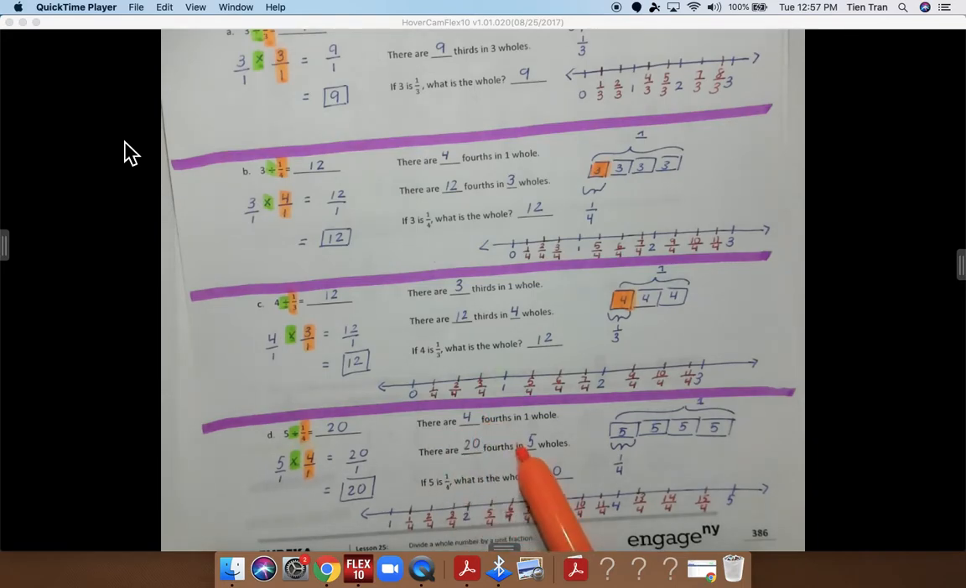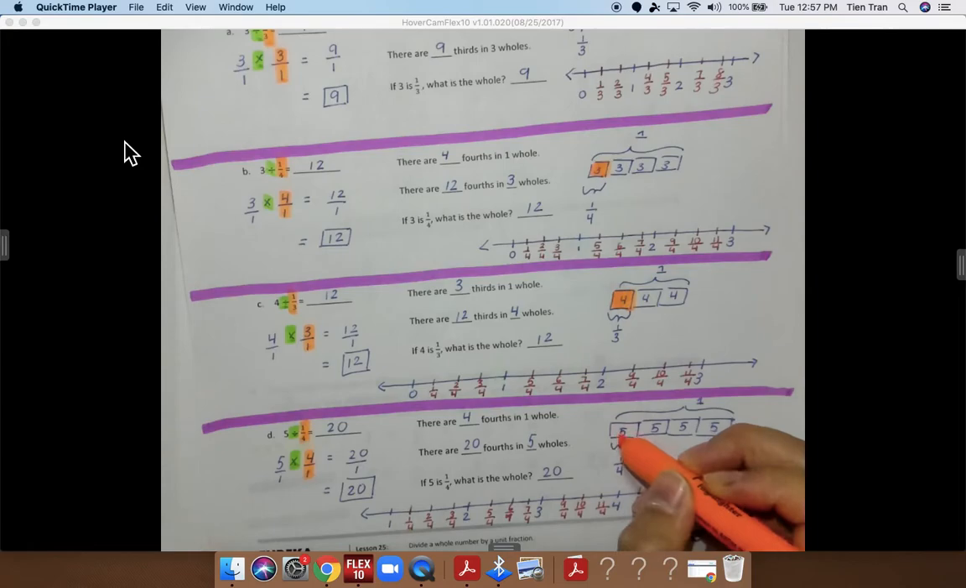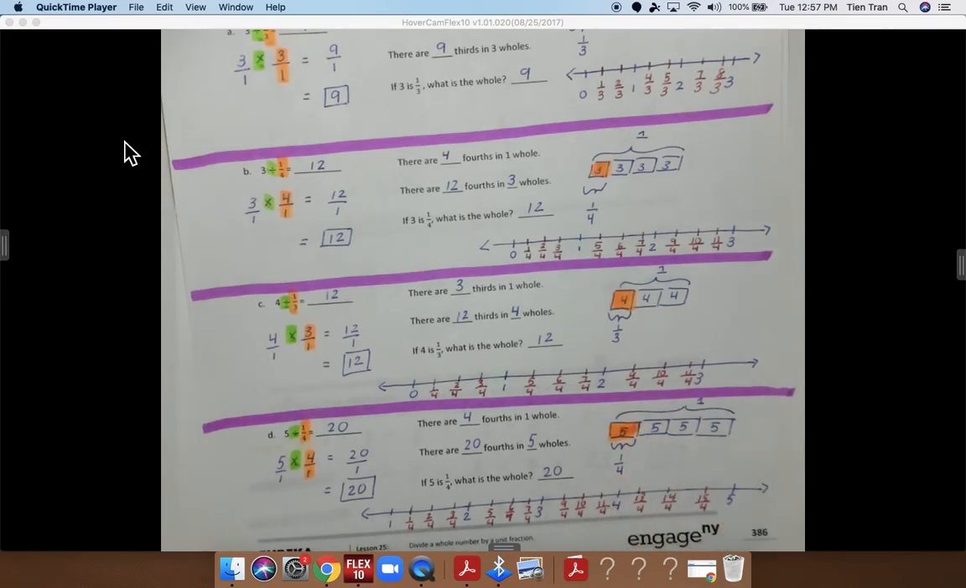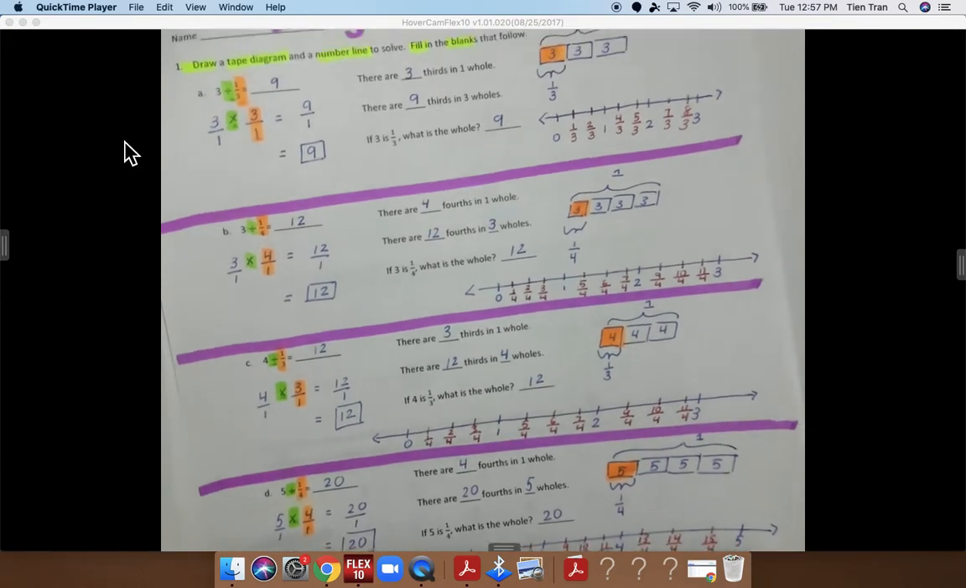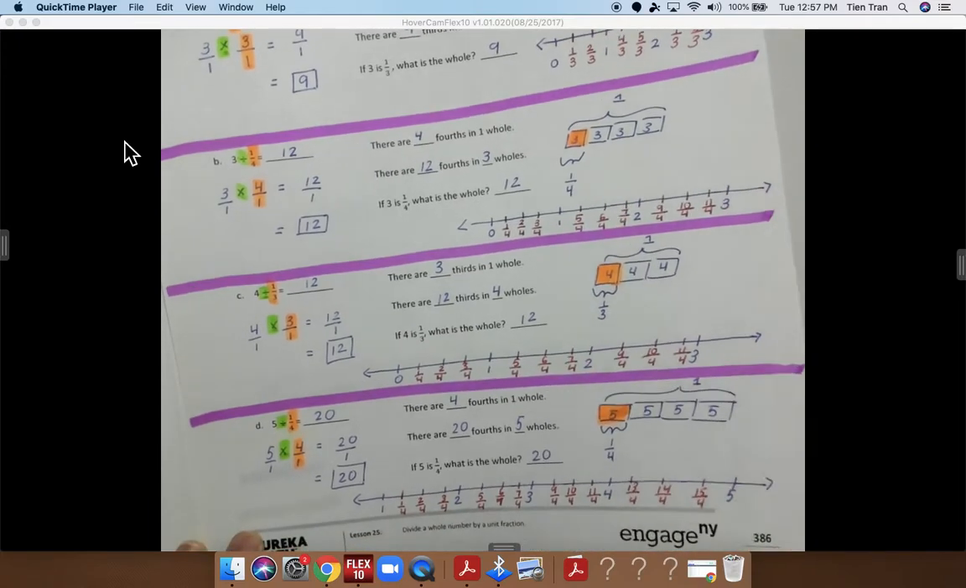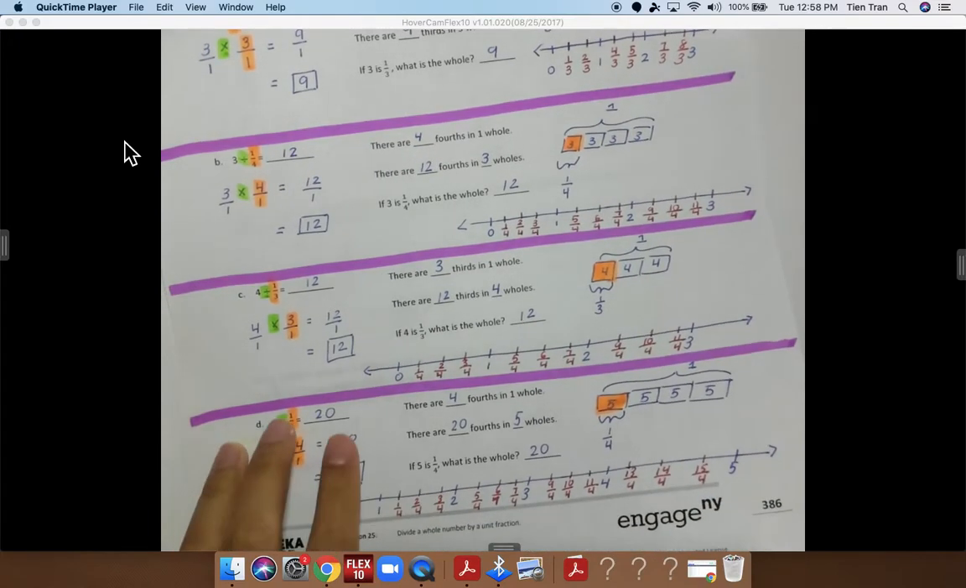So there are 4/4 in one whole. There are 20/4 in 5 wholes. If 5 is 1/4, what is the whole? That is going to be 20. So right here you have 1/4 of 5. Now we're going to turn the page. If you notice, this number line is being divided into fourths.